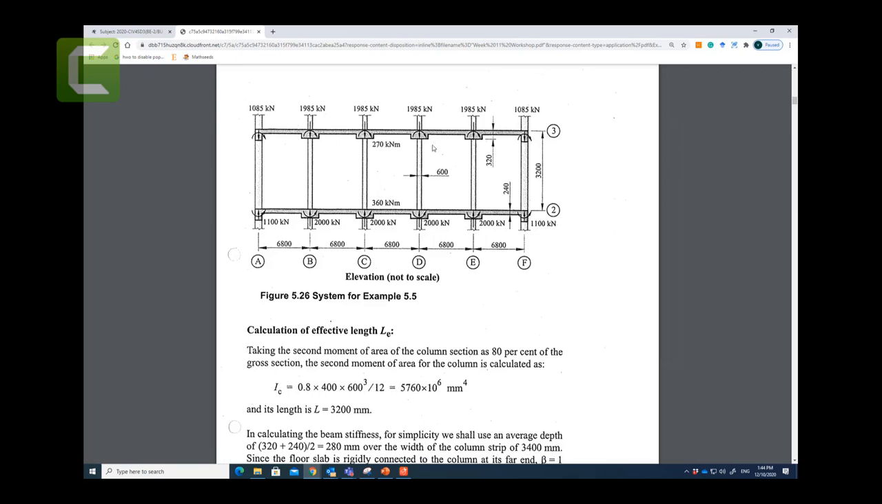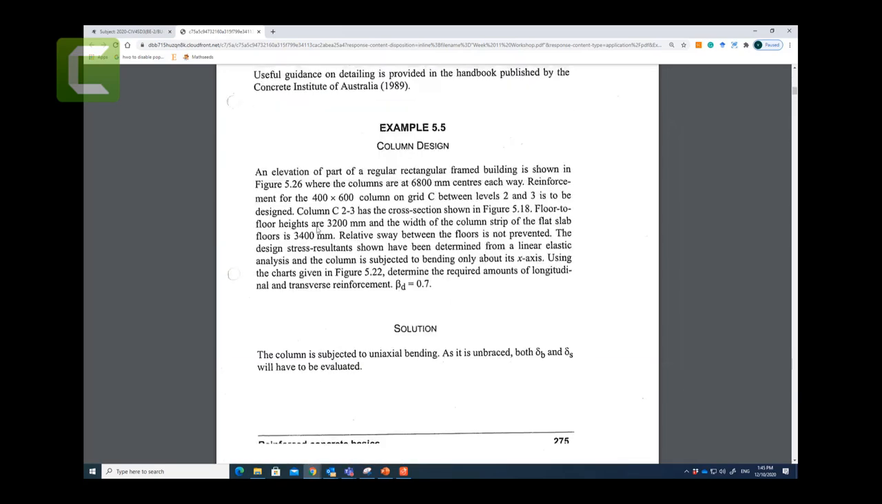Some students might get column D. Well, you don't need to hesitate. You have different moments and different loads, but you can design it, given that you know how to do column C. So some students might get this and some students might get that, and you can design it. You can tell us what reinforcement goes into this column. So that's the question. You tell us what the reinforcement is.